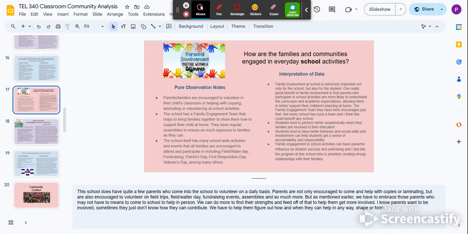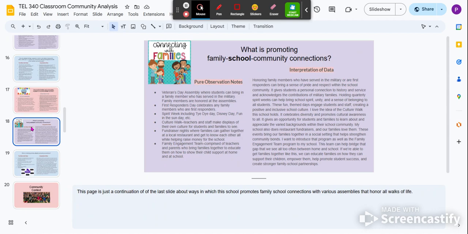But as mentioned earlier, we have to embrace those parents who may not have the means to come to school to help in person. We can do more to find their strengths and feed off of that to help them get more involved. I know parents want to be involved, sometimes they just don't know how they can contribute. So we have to help them figure out how and when they can help in any way, shape, or form.